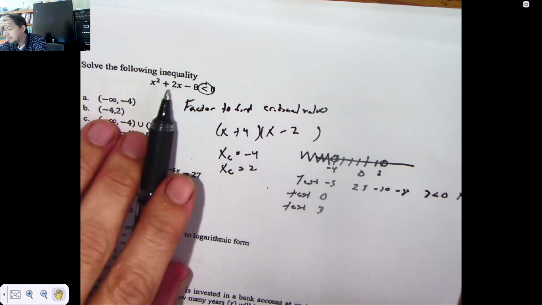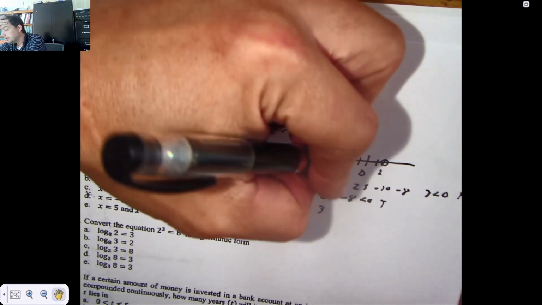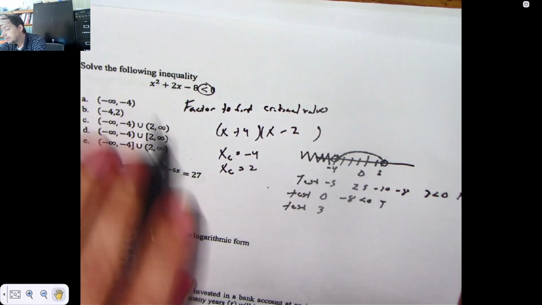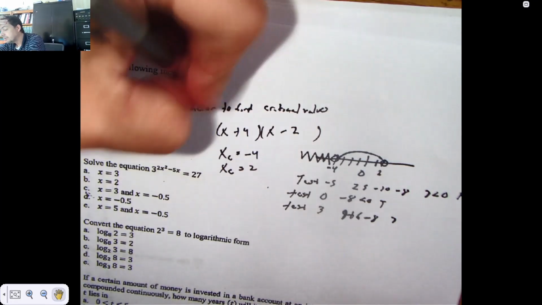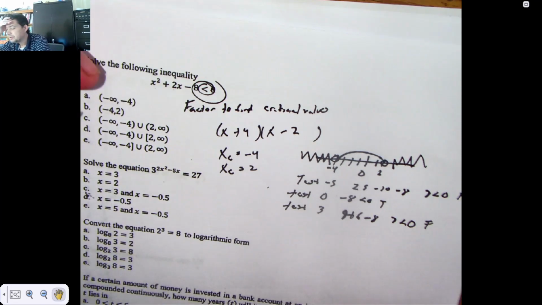If I plug in a 0, I get negative 8 less than 0, which is true. So I get to be from here to here. And then I'm going to plug in a 3. If I plug in a 3, I'd have 9 plus 6 minus 8, which is 7. And I get 7 less than 0, which is false. So I throw away that. I get to keep the territory between negative 4 and 2. Choice B.